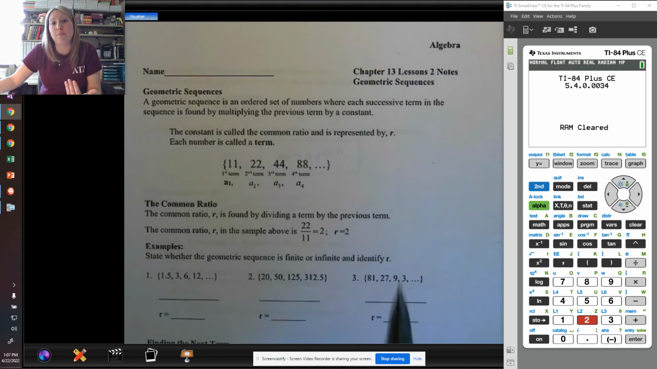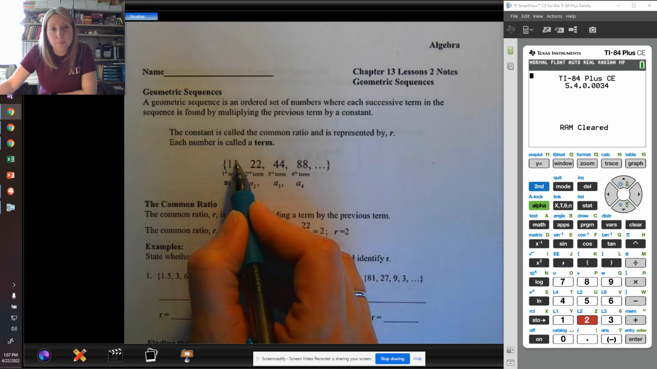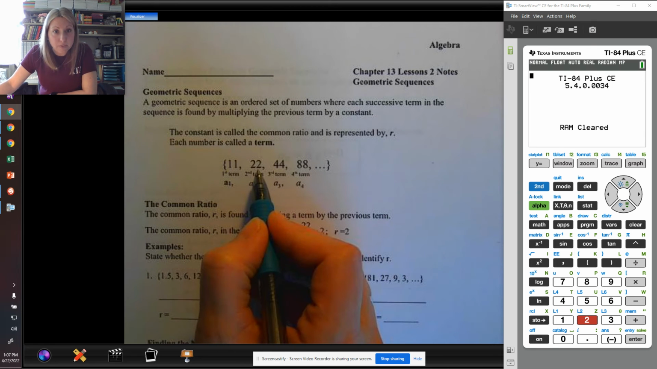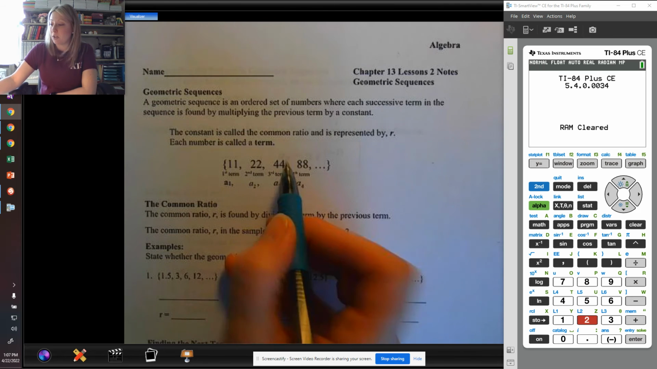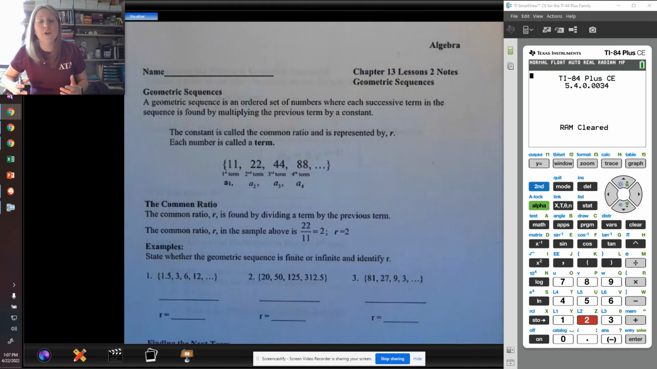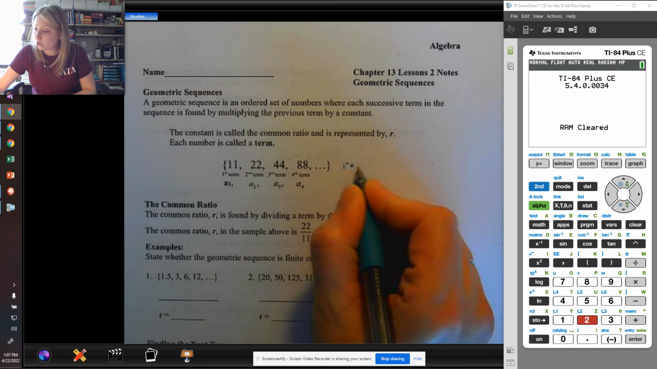This time with the common ratio, what we're doing is taking the second term and dividing it by the first term, then the third term divided by the second term, and the fourth term divided by the third term to get our common ratio. So this time, our change is determined by an R value. Let me just show you how this has an R value of 2.